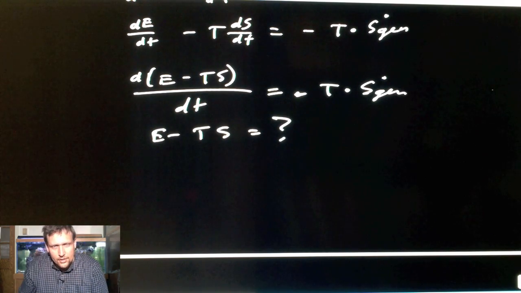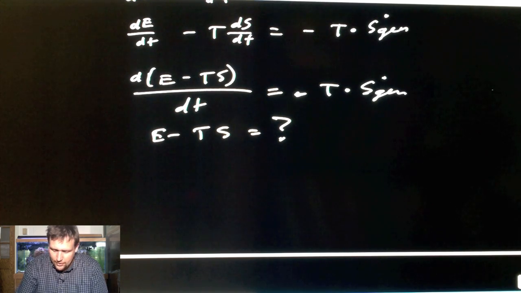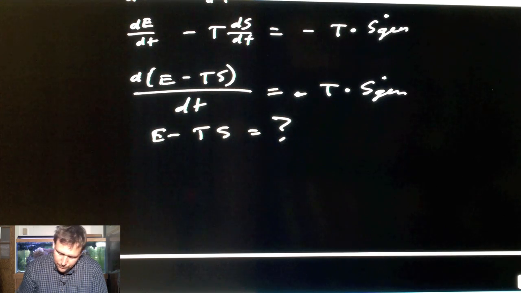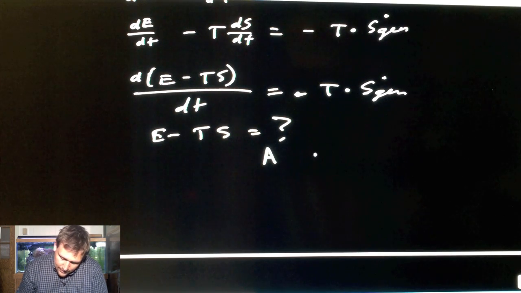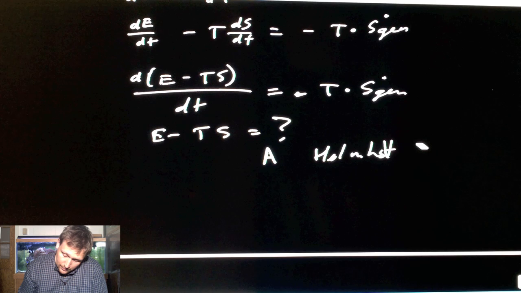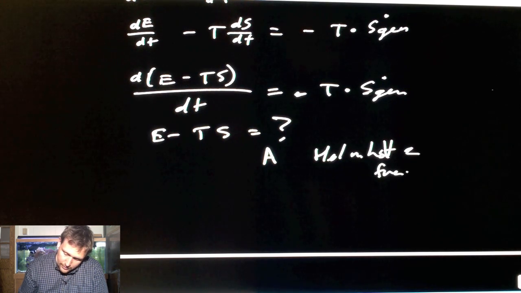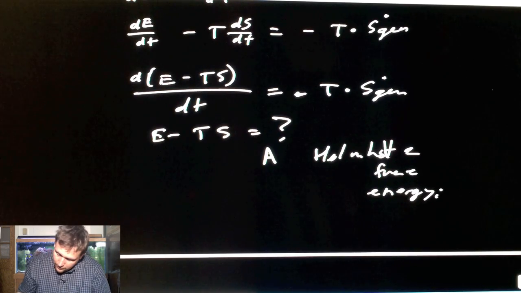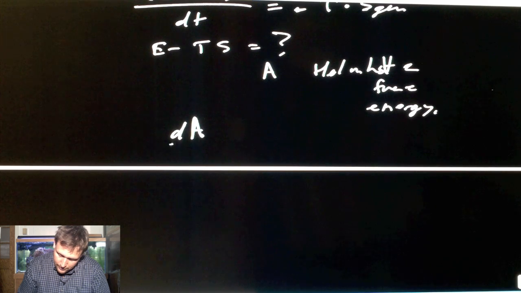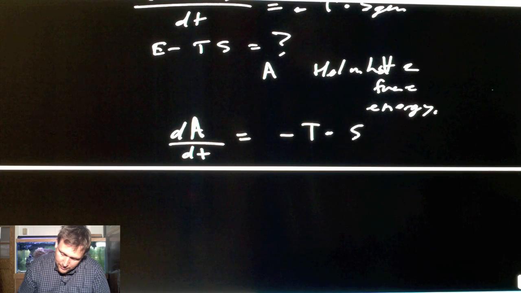E minus TS is the Legendre transform of energy with respect to the variable entropy, which gives us the Helmholtz free energy. So this is defined as A, the Helmholtz free energy. So what we have now is that dA/dt equals minus T times S gen.